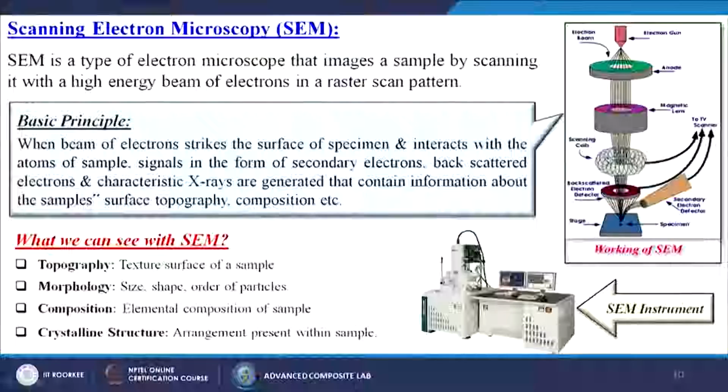Compositions, the elemental compositions of samples. So I have composites, so what are the elements I have used, and more or less it can give you the percentage also. Then the crystalline structure, the arrangement present within samples. So, this is the same instrument generally we are using for taking the picture of any kind of nanomaterials.